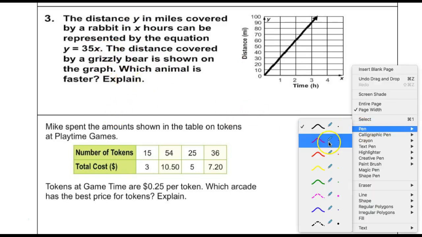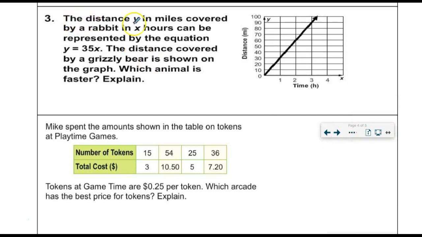So here's what you have. The distance y in miles covered by a rabbit in x hours can be represented by the equation y equals 35x. So here is an equation. This represents the rabbit's speed. Distance covered by a grizzly bear is shown on the graph over here. Which animal is faster? Explain.